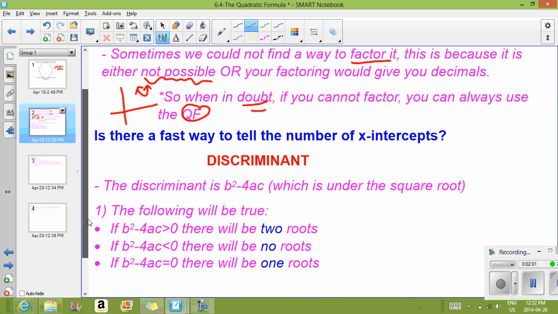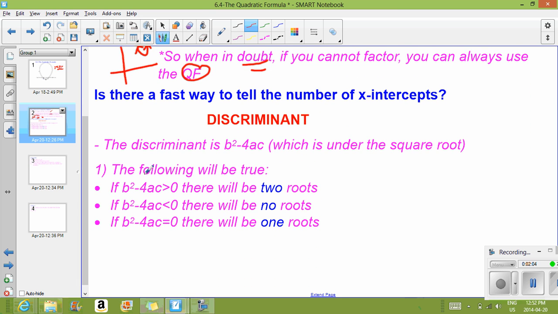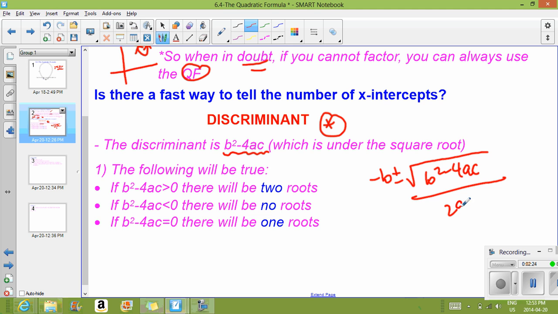Now, a question could say, how many roots or how many x-intercepts does this quadratic have? And if you're simply asked for the number of roots, you can actually look at a shortcut. This is called the discriminant. So the discriminant is b squared minus 4ac. If you remember this from the quadratic formula, it was negative b plus or minus the square root of b squared minus 4ac, all divided by 2a. So the b squared minus 4ac is the part under the square root.